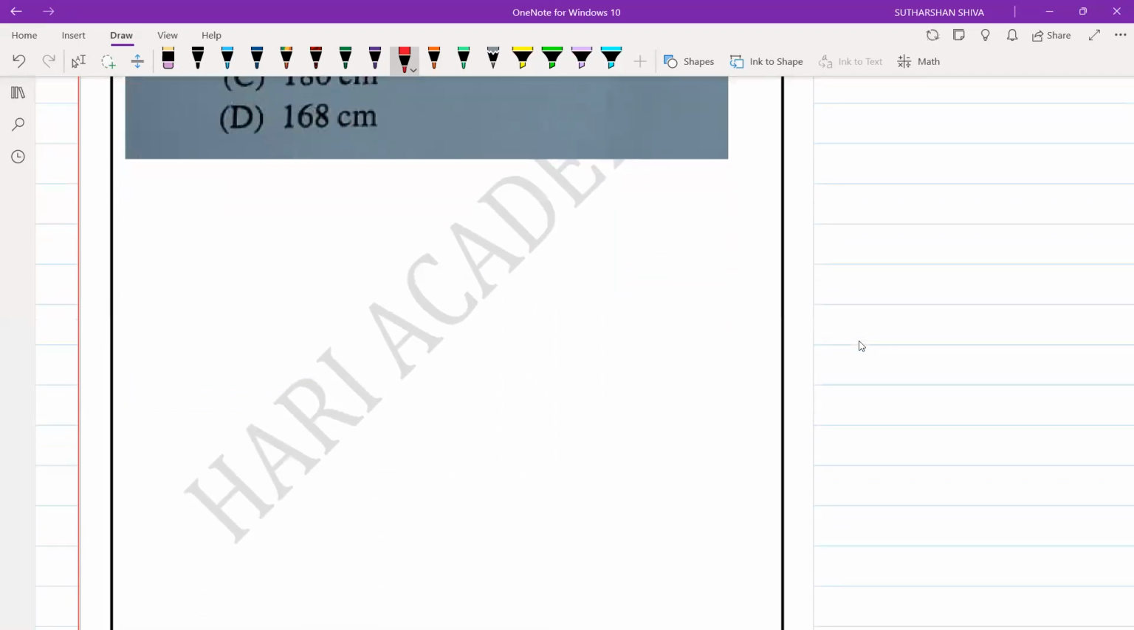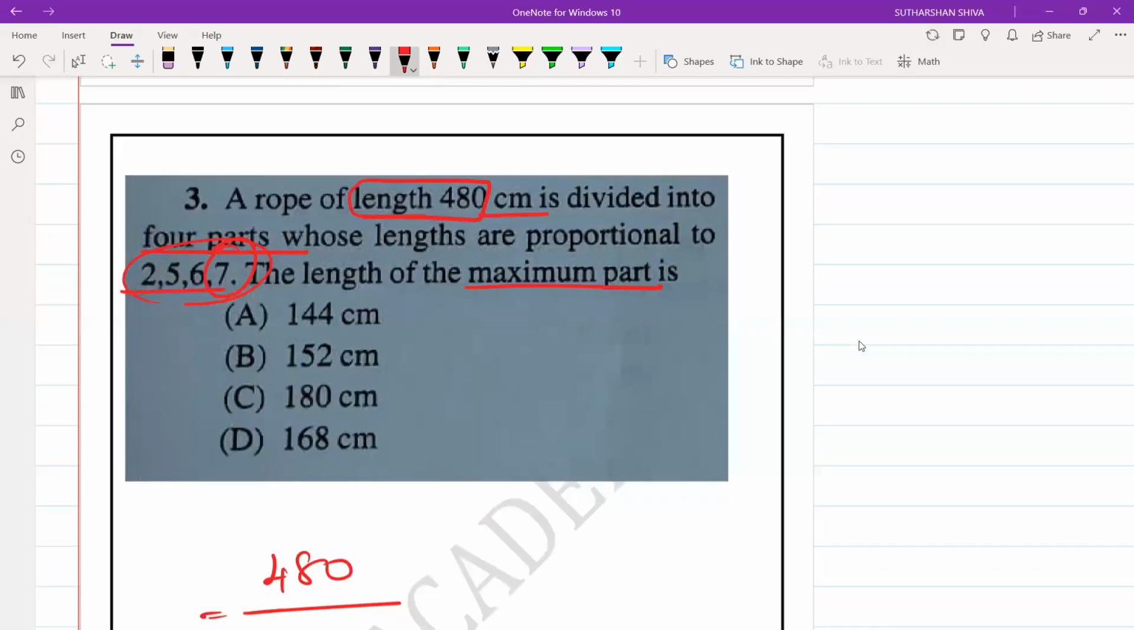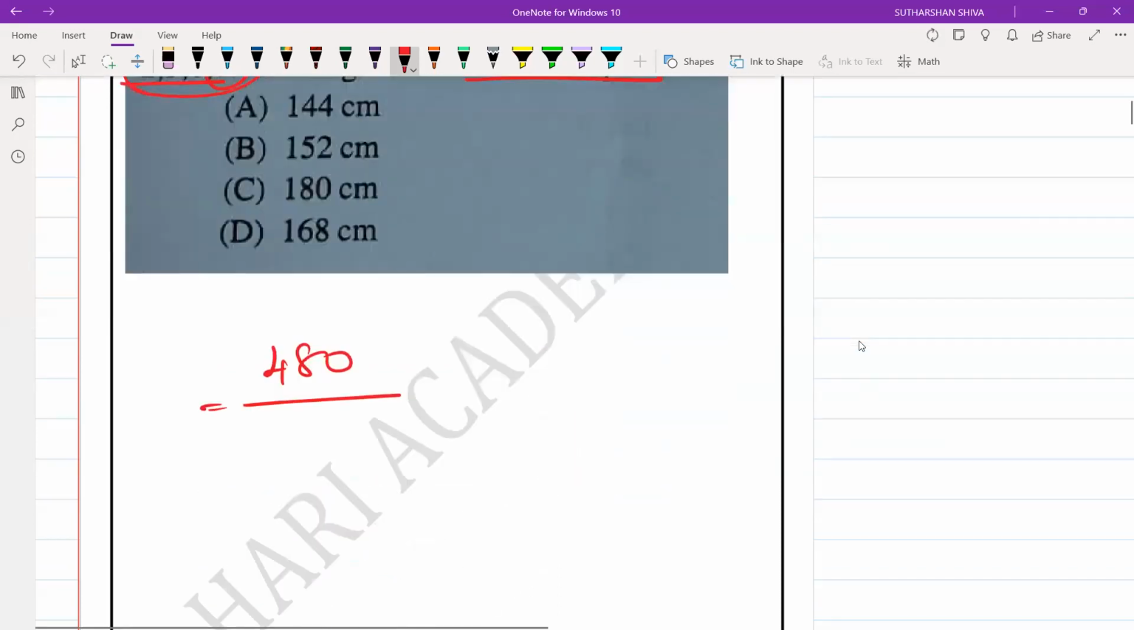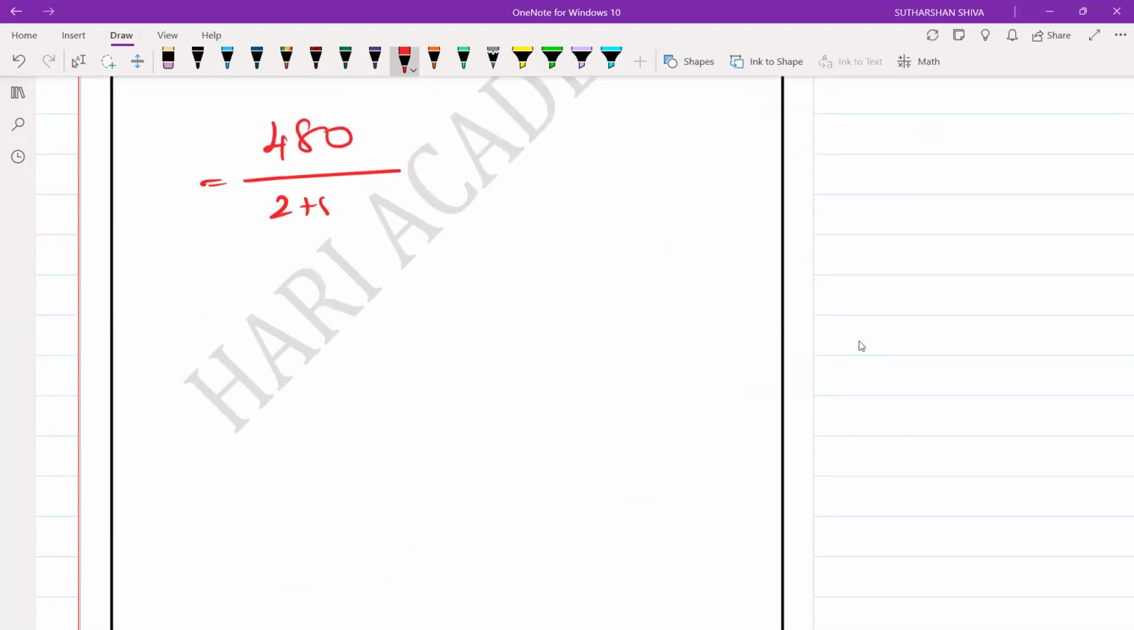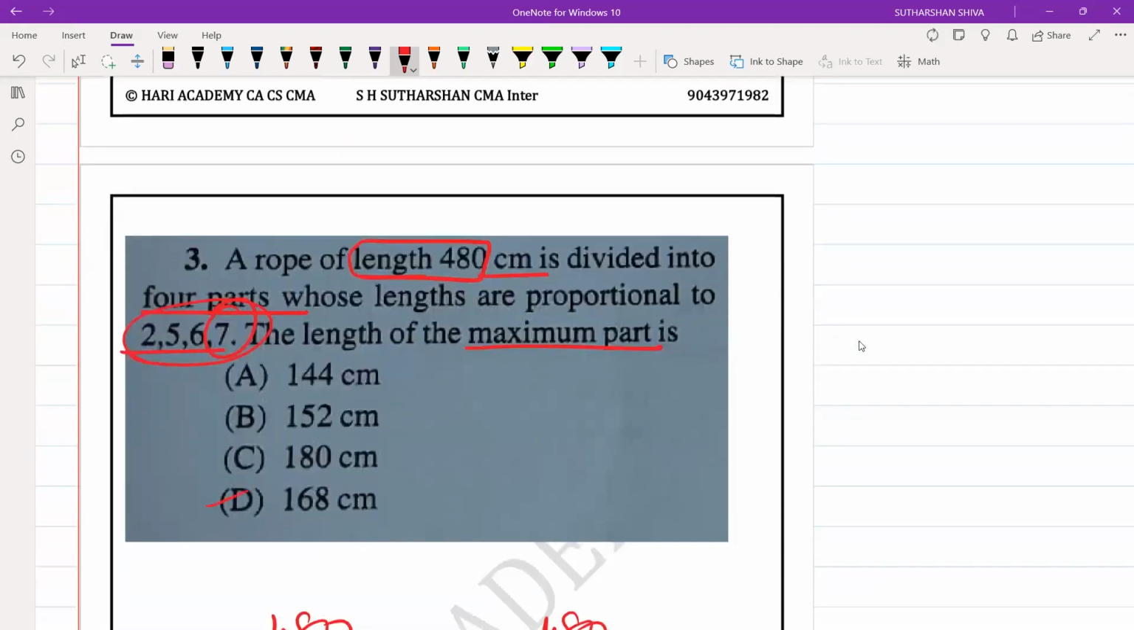So what you can do, it's nothing but 480 divided by the total of this: 2 plus 5 plus 6 plus 7. You can do it in a calculator. Simply by looking at the question, 480 divided by 20 into 7. What's my final answer? 168 centimeter. My answer is 168 centimeter.